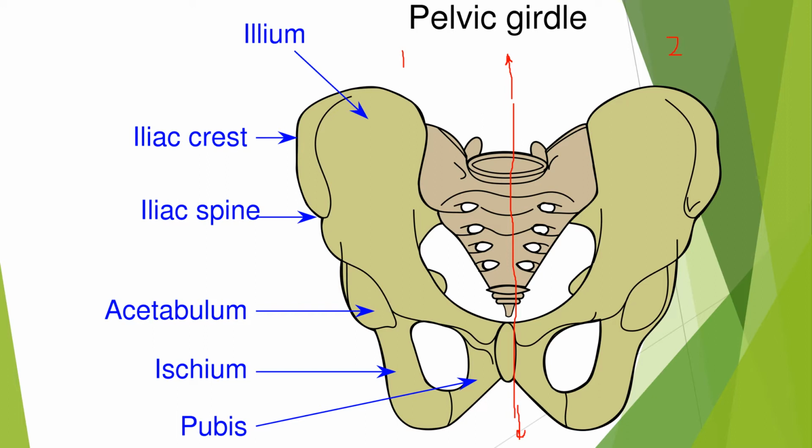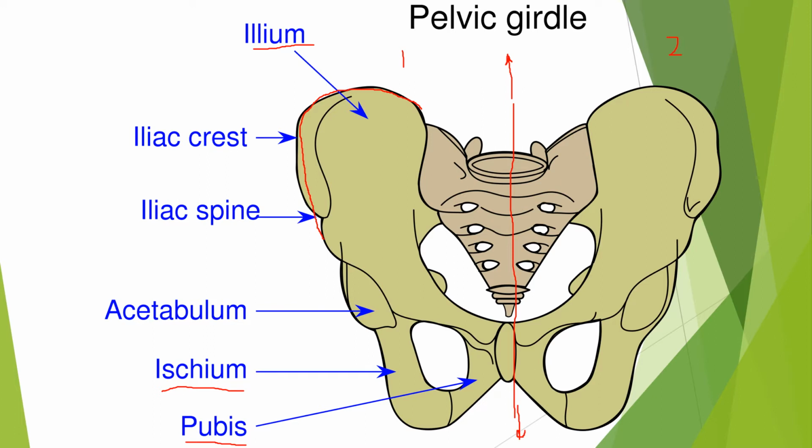These coxal bones further consist of three bones. The first bone is ilium, the second bone is ischium, and the third bone is pubis. You can see in this diagram that ilium is the uppermost bone and it is a fan shaped bone. Hand fan, as you have seen the hand fans, it is a hand fan shaped bone and it is the uppermost bone of the coxal bones.